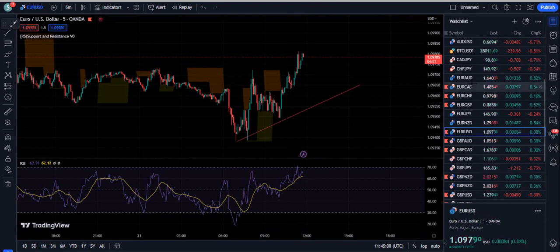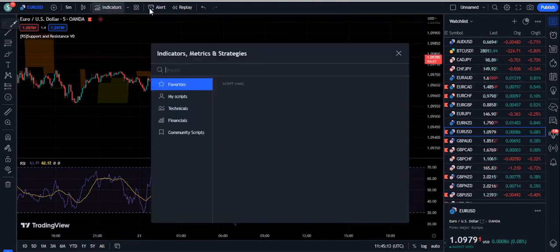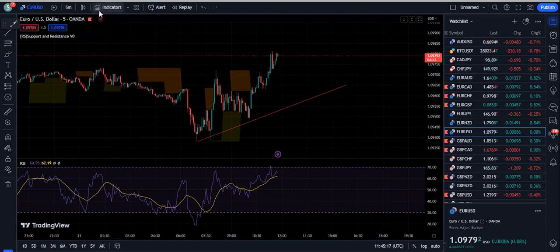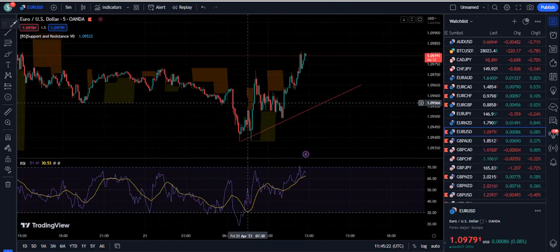You can use support and resistance and some volume indicators. There are a lot of volume indicators on TradingView. You can simply search, and they will show you the volume here, so when the market is providing huge volume, you can use that. You can use the money flow indicator as well.